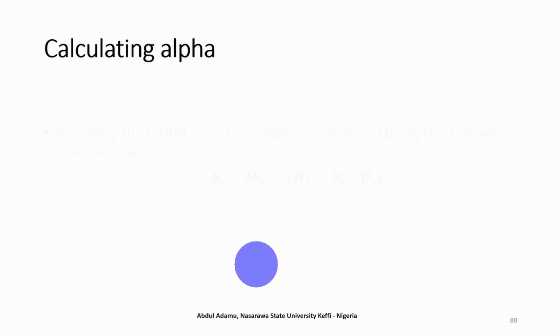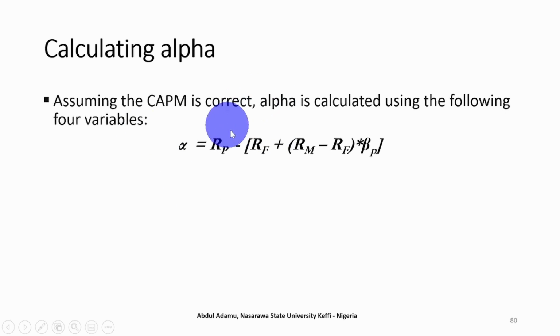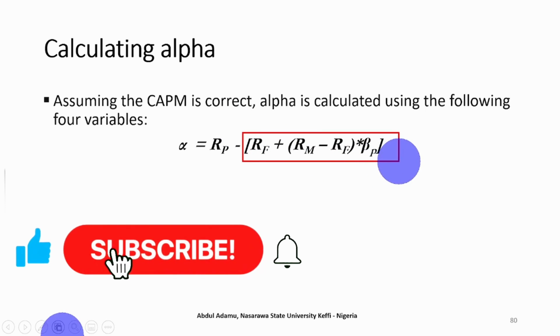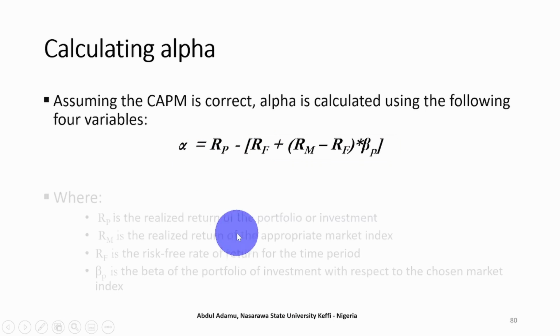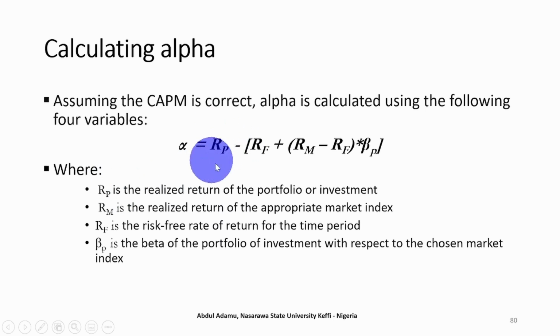How do we calculate alpha? To calculate alpha, it's just the difference between the realized return and our CAPM return. This is our CAPM, which we have stated earlier. If you look at this equation here, you see clearly this is our CAPM equation. This is the realized return on the portfolio. This is the realized return of the market index. This is the risk-free rate, and this is the beta of the portfolio.